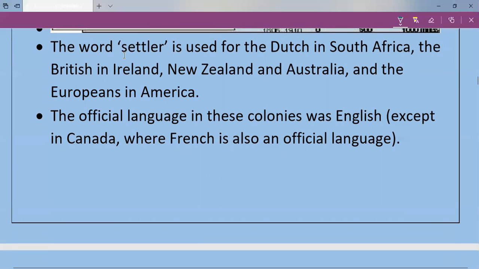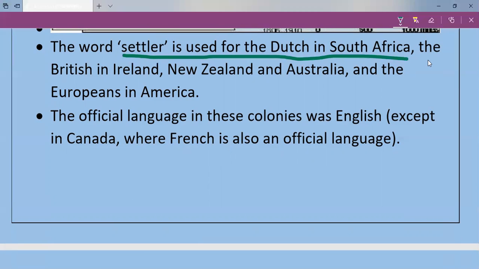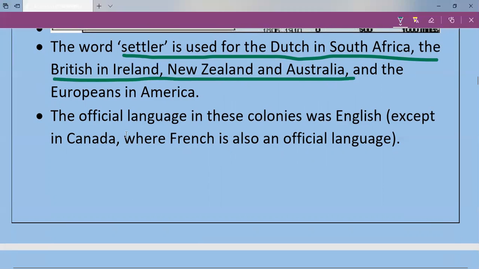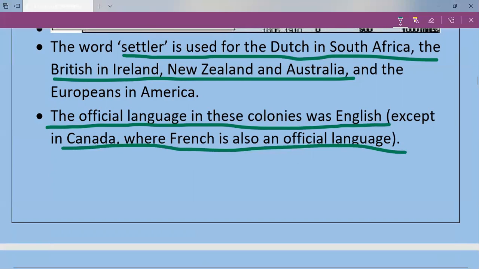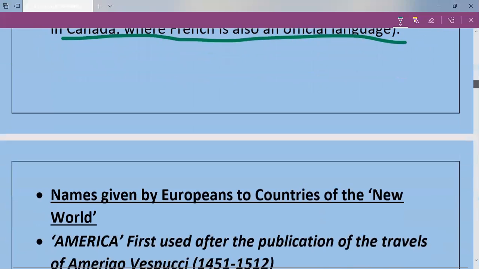The word settler is used for the Dutch in South Africa. The Dutch settled down there. Then the British in Ireland. Then the British settled down in New Zealand and Australia. The official language of these colonies was English. But in Canada, there was an exception. They also allowed the French language. French was also an official language in Canada.